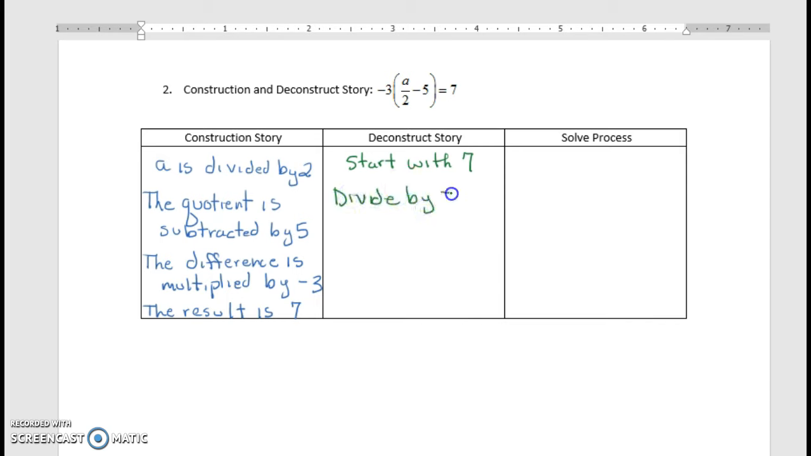by -3. And then the quotient is subtracted by 5. So instead of subtraction, we're going to add 5. And then we divided by 2. So instead of constructing with division, we're going to deconstruct with multiplication. So we're going to multiply by 2. Okay, so now our solve process is going to start by writing the equation out.